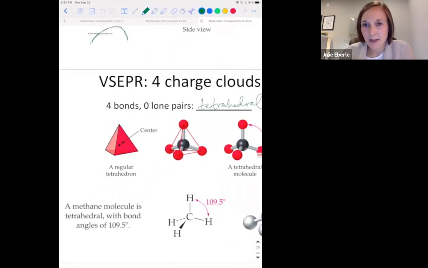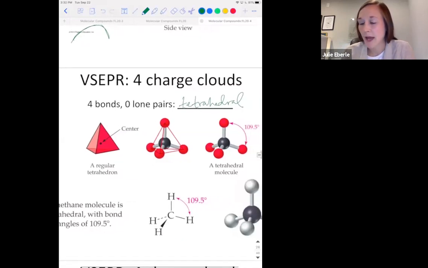So why do we name it a tetrahedral? Well, if you've ever had geometry, a tetrahedron is a shape that has 4 sides to it. And so if you actually were to draw planes onto this molecule, you would have 4 planes that come together to form the shape.